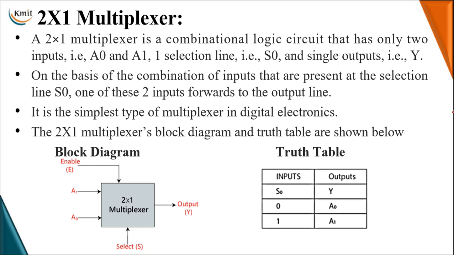Here we show the block diagram with an enable control input, which can switch the circuit on or off. Unless this enable is in the low state, the circuit stays off and the output becomes 0, so no input is transferred to the output. Whenever the enable input is in the on state, then based on the selection input, if the selection input is 0, the first input is transferred to the output. If the selection input is 1, the second input is transferred to the output.